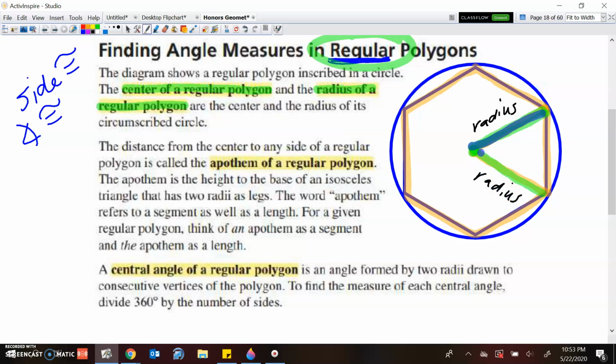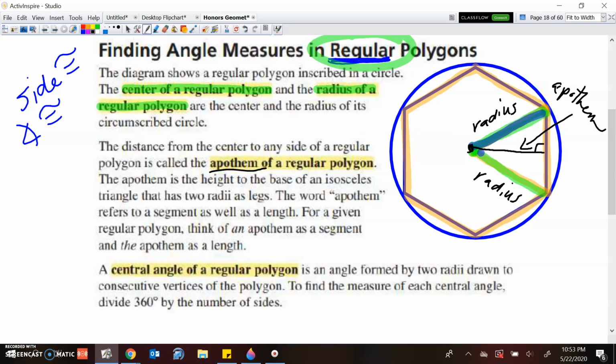Now the apothem is when we take our center and we draw it perpendicularly to a side, one of my sides. This right here is my apothem. So that's a new word. Whenever we take our center and we draw it perpendicularly to a side, that's the apothem.